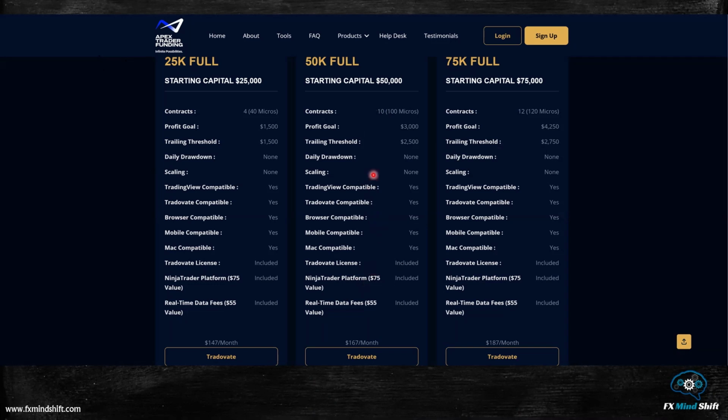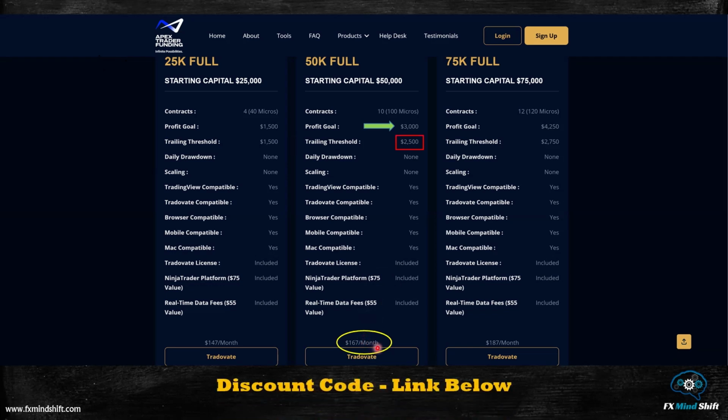So basically what happens is when you purchase a 50K evaluation, they're going to see if you can hit a profit target of $3,000 before you hit the drawdown of 2,500. So they want to see if you can trade and make 3,000 before you lose 2,500, right? And that's going to show them that you are at least somewhat profitable. So if you can do that, the cost for that is going to be $167 a month. But if you remember on the previous page, they were having a discount of 80% off. So with that 80% discount, that 167 drops down to about $33 a month.